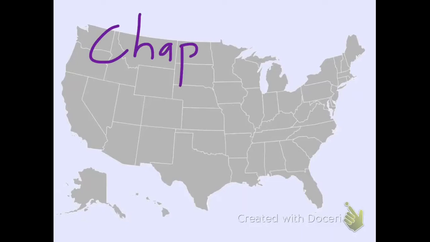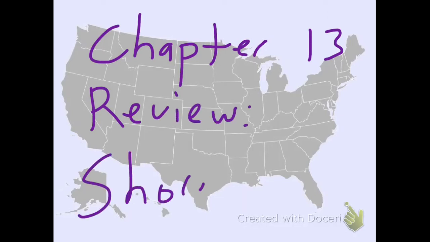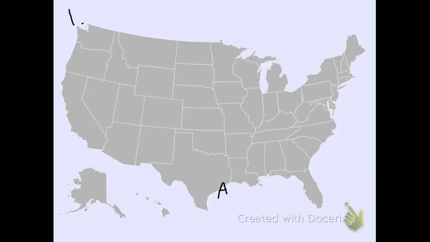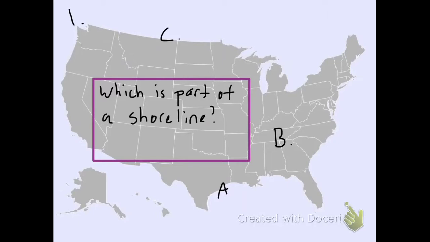Okay, here we are with the Chapter 13 review, also known as the Chapter 13 study guide. And this is shorelines. So 13 questions with a bonus question at the end. Here we go. Here in the map of the United States, I'm labeling some different regions. And your job between A, B, and C is to determine which one is actually part of a shoreline. Is that A, B, or C?